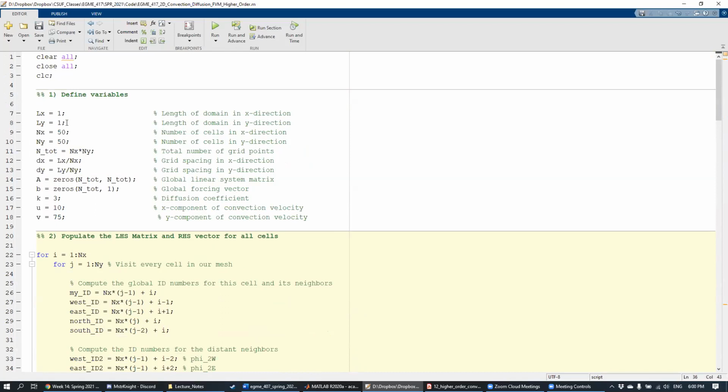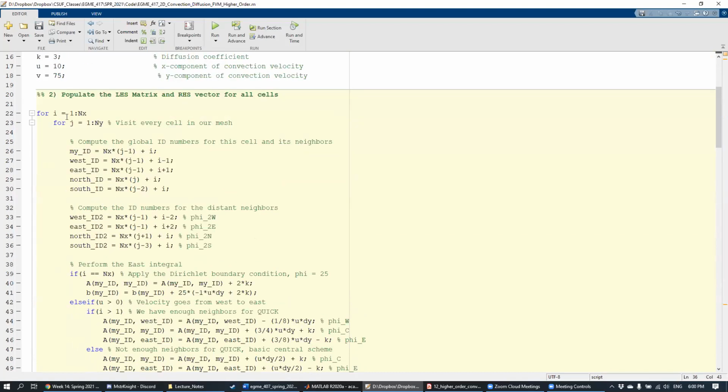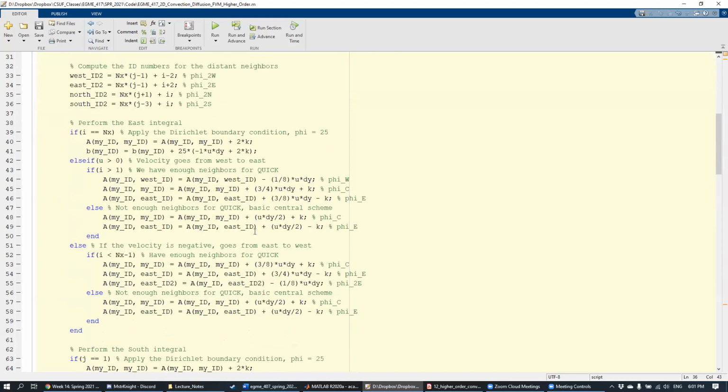Besides that, everything else here is the same. In section 1 here, we define all of our variables. We define the length of the domain, the number of cells in each direction, the left-hand side matrix, all the parameters and all that stuff. We enter into the double for loop. Just remember, the double for loop is needed because we're going to visit every single cell in the grid. Then we compute the ID numbers for my ID, which is phi sub c, and all of its immediate neighbors. And since we're doing the QUICK scheme, we have to do all the distant neighbors as well. That's the first new addition here.